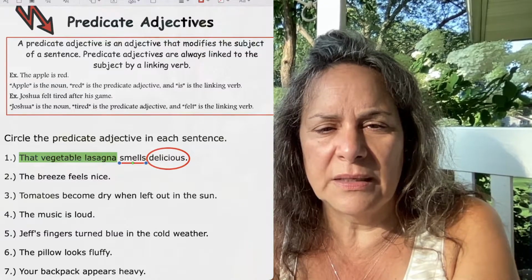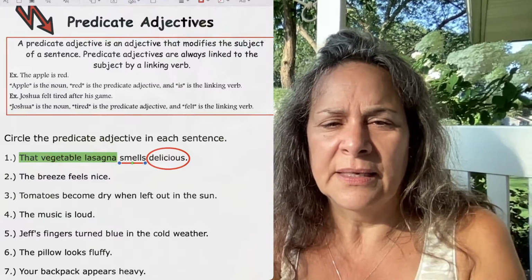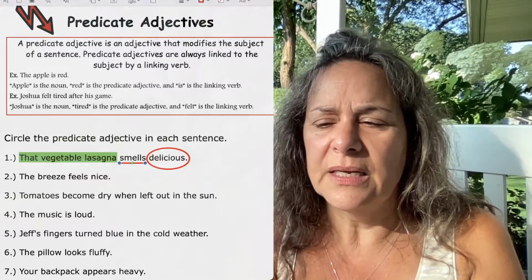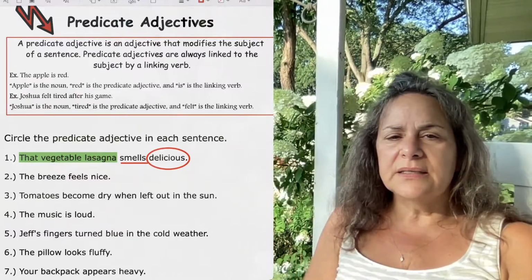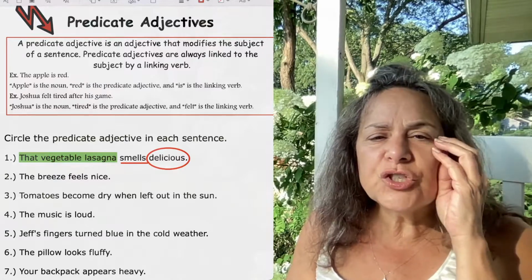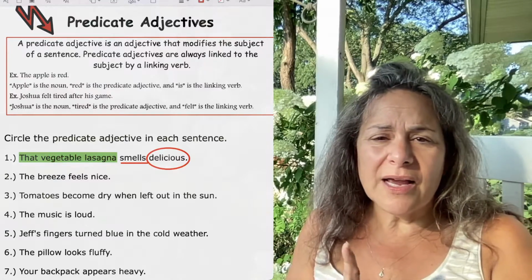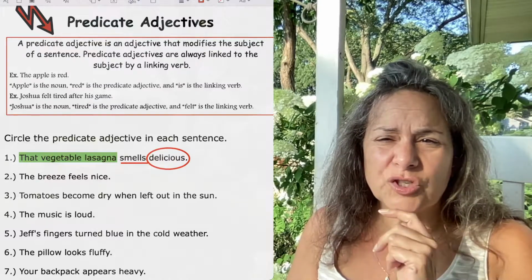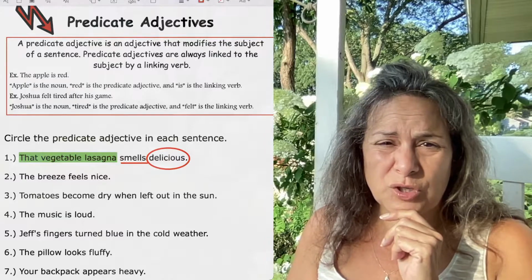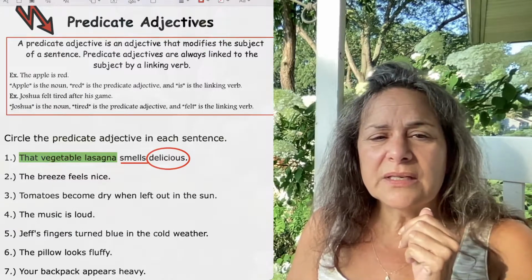How does it smell? Does it stink? Does it smell like roses? No. How does it smell? It smells delicious. Delicious describes the lasagna. Smells links delicious to the subject. Let's try the next one.